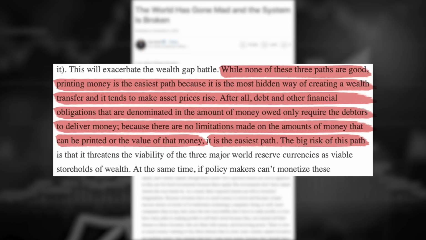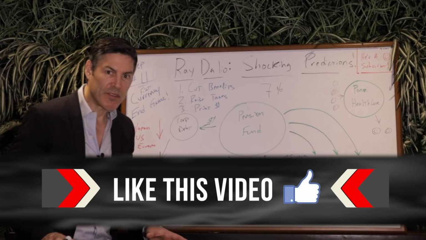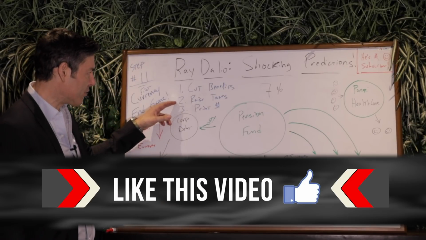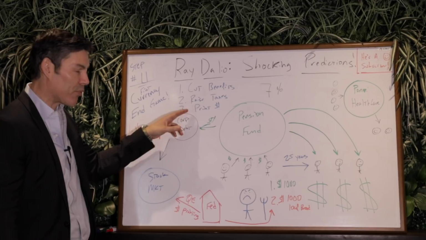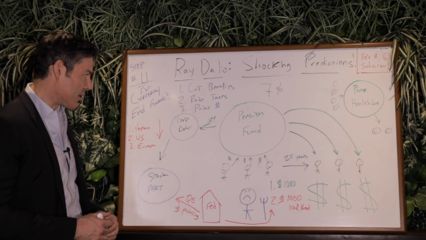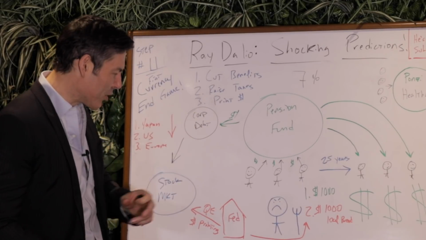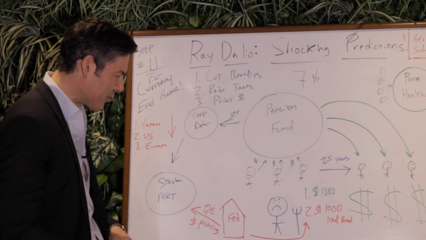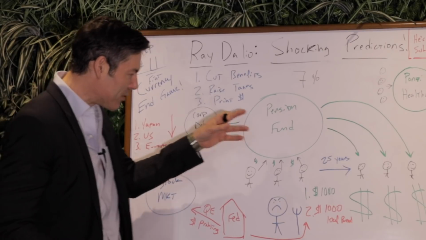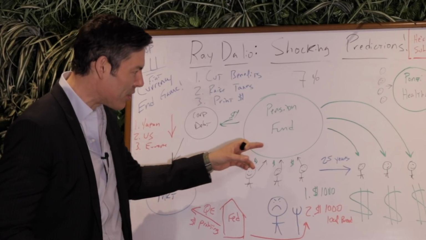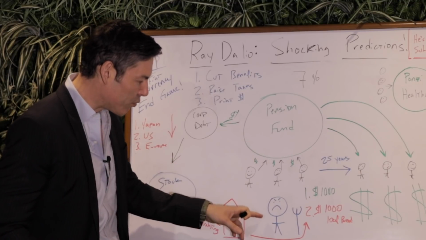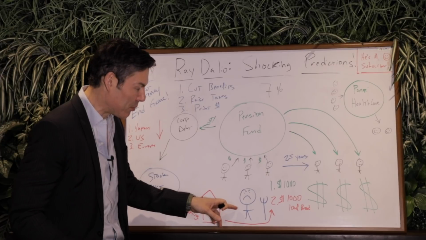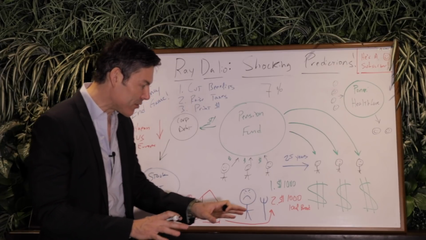The big risk of this path is it threatens the viability of the 3 major reserve currencies as a viable store of value. What happens in this scenario is the government looks at these 3 options and says, oh my gosh, money printing, that is by far the easiest. So the Fed gets the money printing machine running on all 8 cylinders, and they've got money going everywhere, and the government takes that newly printed money, they put it into the pension funds. So these workers, the angry workers that were there with the pitchforks, are like, okay guys, okay, time out.